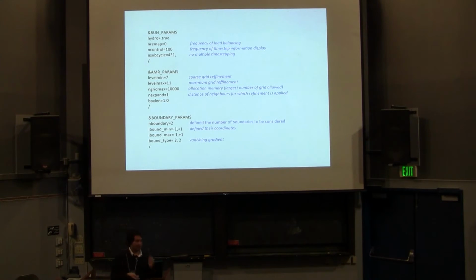In that case, it would mean that your code will be extremely inefficient, because you will have one CPU doing all the job and the other one doing nothing. So to avoid that, you have to redistribute the load, the cells within your CPU, and you do that every NLAP step.